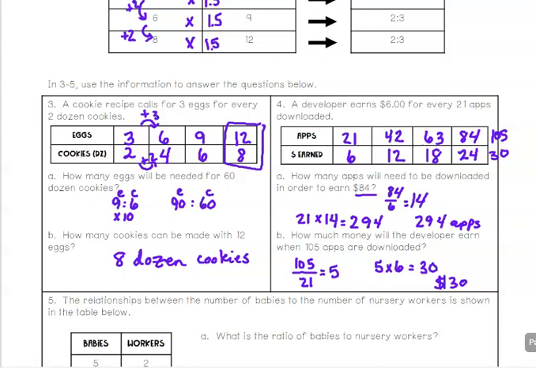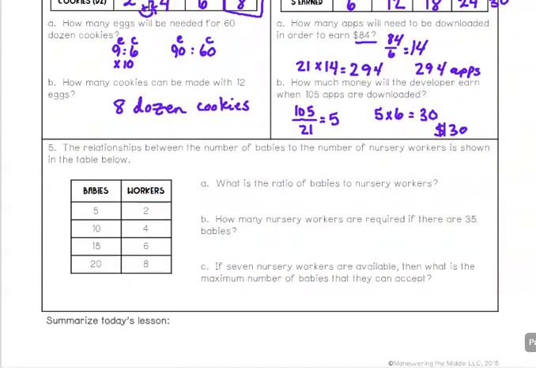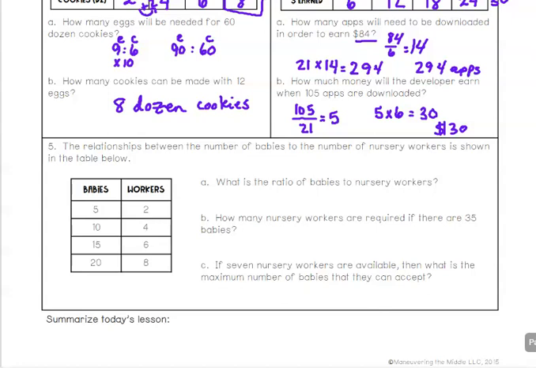All right, so then the last piece here talks about the relationship between the number of babies to the number of nursery workers. So we have a table. So it's asking the ratio of babies to nursery workers. Well, if you look at the first row right here, we have 5 to 2, meaning there's 5 babies for every 2 workers. We could simplify that, or we want to check that if we can, we can't. So we're going to leave it like that.